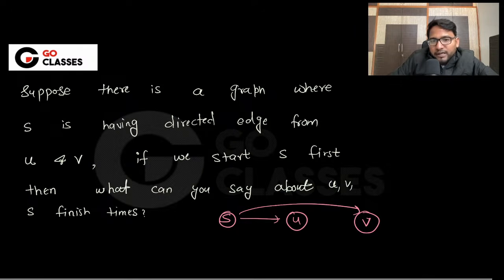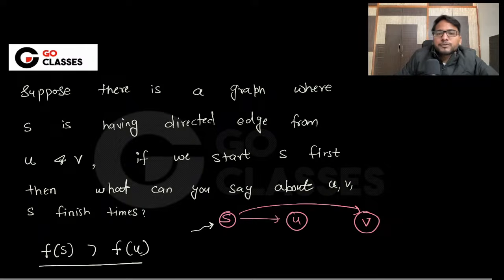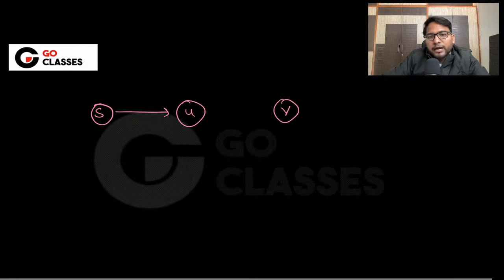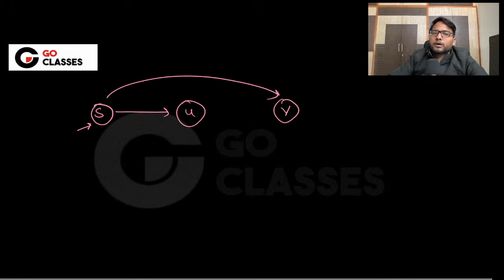So if you're starting on S, then what can you say? Can you say that finish time of S must be greater than finish time of U? Will this always be true? See what I'm saying. Let's suppose this is S. They are saying there is a directed edge from S to U and a directed edge from S to V, and you are starting on S first, and everything else is not given. Let's not worry about it.